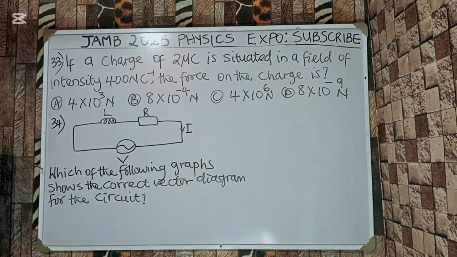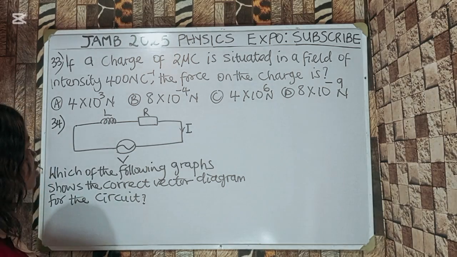Question 33. If a charge of 2 microcoulombs is situated in a field of intensity 400 newtons per coulomb, the force on the charge is what? We have the following options. Option A, 4 times 10 to the power of 3 Newton. Option B, 8 times 10 to the power of minus 4 Newton. Option C, 4 times 10 to the power of 6 Newton. Option D, 8 times 10 to the power of minus 9 Newton.